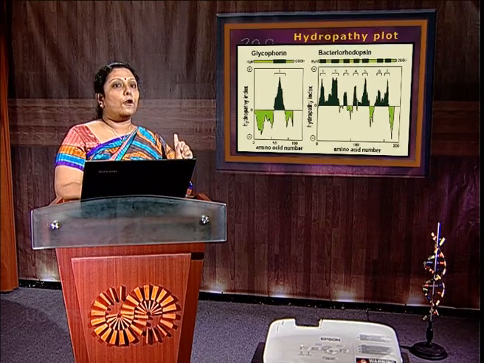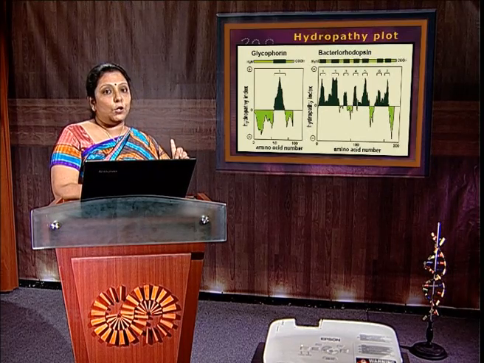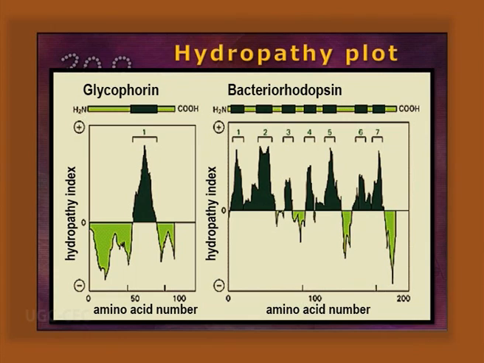Here we can follow the presence of seven-spanning bacteriorhodopsin, with seven patches of hydrophobic residues, along with single-spanning glycophorin. Peaks indicate the energy needed for the hydrophobic interaction, which is called the hydropathy index. It is especially used to determine the topology of the transmembrane protein.